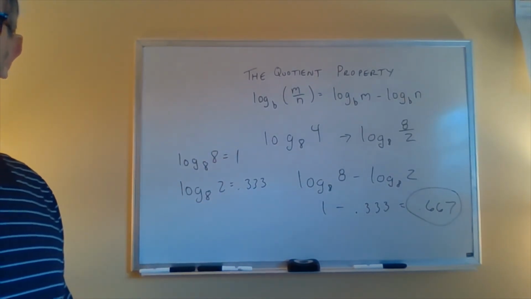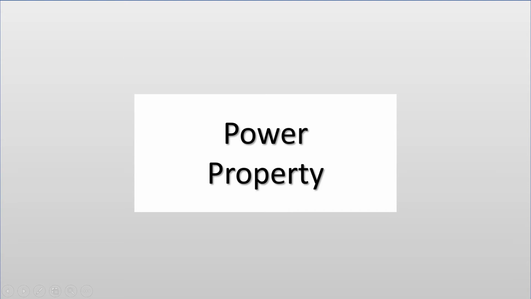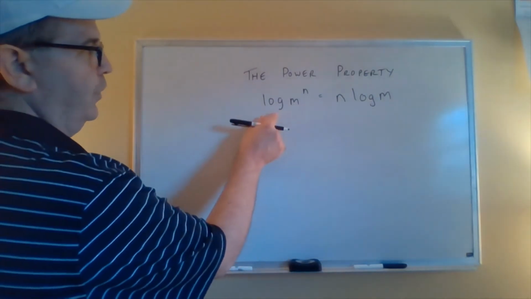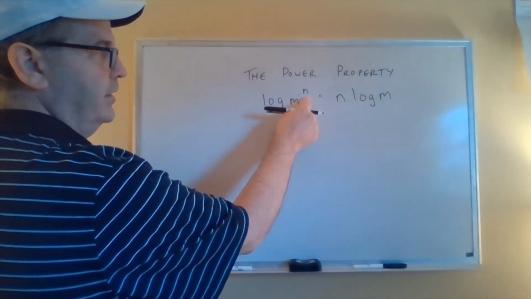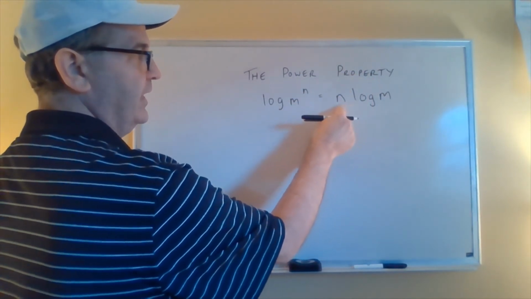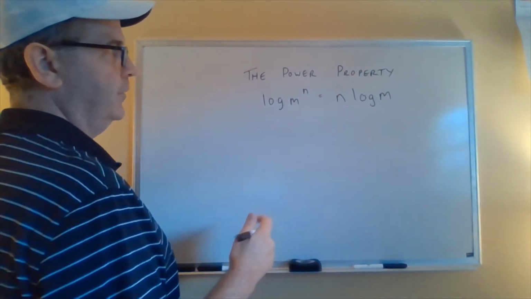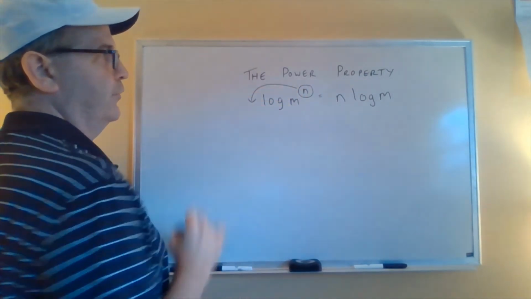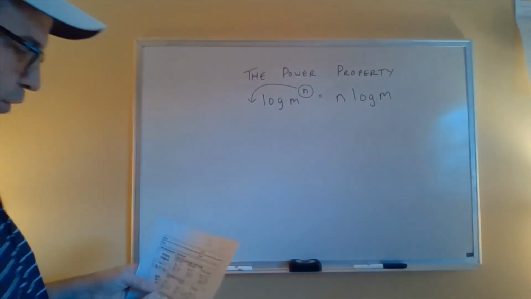Now let's take a look at the power property. Okay, so the power property states that if you have log of m to the n, that's the same as taking this exponent and moving it out to the front. You have n times the log of m. So what we did was we took this exponent and moved it right out in front. So let's go through a couple examples here.